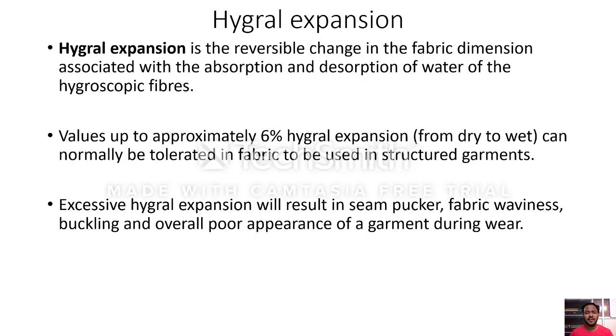So here the tolerance level is high. Even if the hygral expansion is up to 6% from dry state to wet state, it can be tolerated in the fabric so that you can use it in the structured garments. For example, if the value goes too high, in excess, then in that case what will happen, as I have already told you, it will lead to seam puckering because of the difference in the warp and weft dimensions shrinkage.